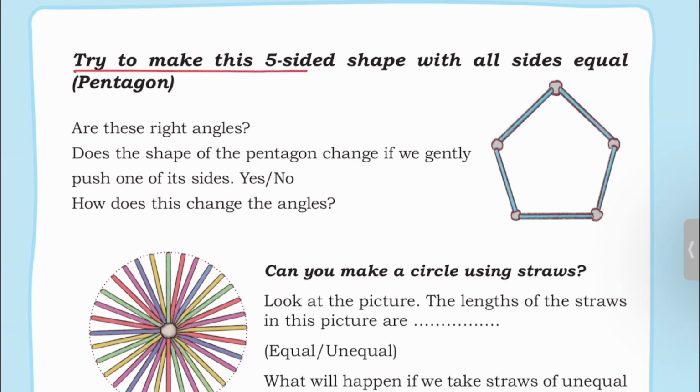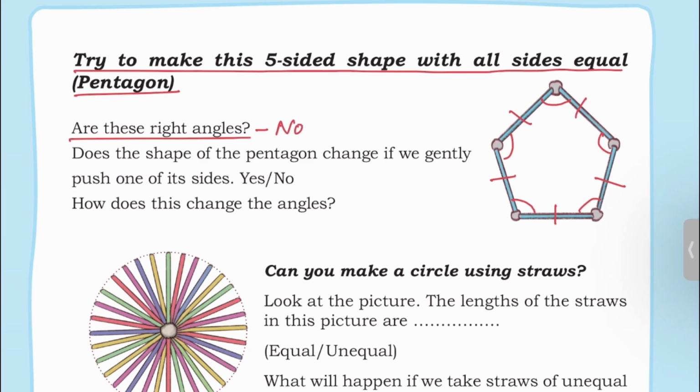Try to make this five-sided shape with all sides equal, that is a pentagon. This is a shape whose all sides are equal and it has five sides, so it is known as a pentagon. Are these right angles? If you see it properly, you can note that these are more than right angles. That means the answer is no.